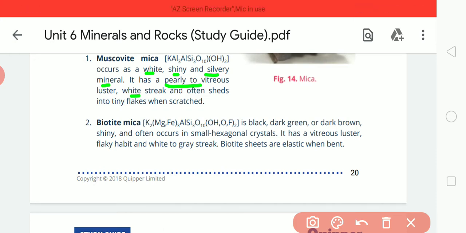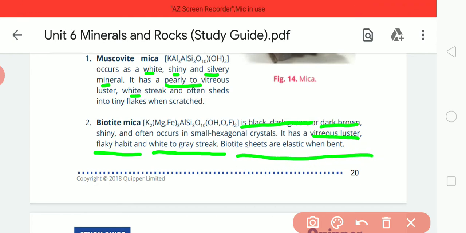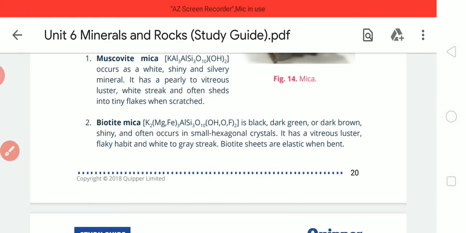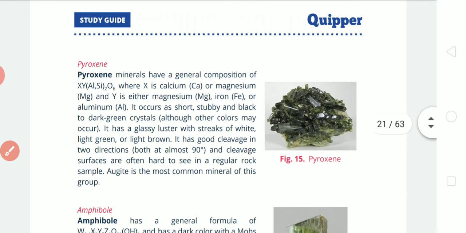Biotite mica is dark green or dark brown, shiny, and often occurs in small hexagonal crystals. It has a vitreous luster, flaky habit, and white to gray streak. Biotite sheets are elastic when bent. So biotite minerals are elastic when bent, more flexible as minerals.